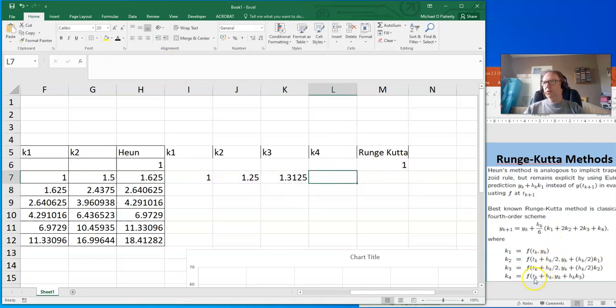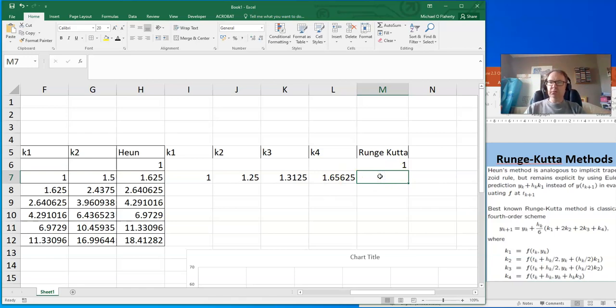And the k4 then, the function f evaluated at t plus h, so at the end of the time step, that's y plus h times k3. So it is equal to yk, the previous value of y, plus h times k3, the slope k3. So that's 4 estimates of the slope there.